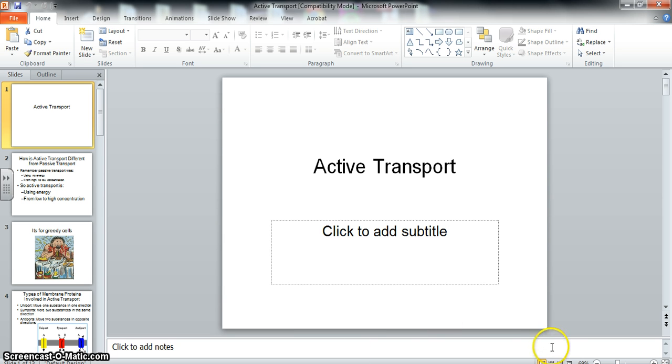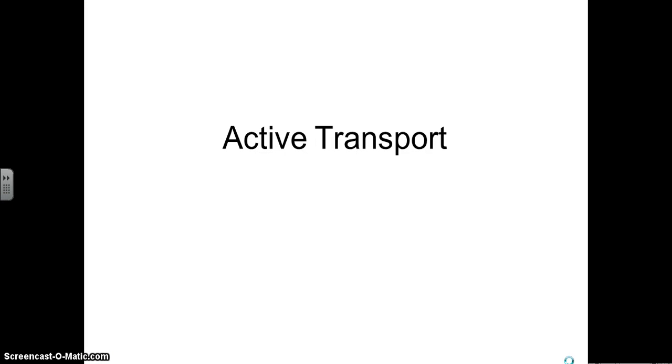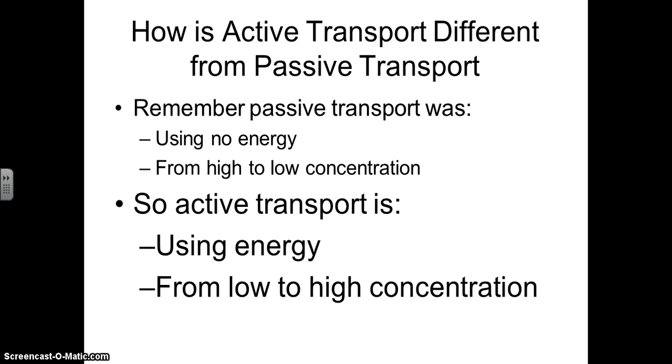So let's begin. So far we've been learning about passive transport, and we learned about osmosis, the diffusion of water, facilitated diffusion, the diffusion of large and charged particles, and then diffusion. So we learned about those three, and those are all forms of passive transport. Passive transport uses no energy. It also moves things from high to low concentration.